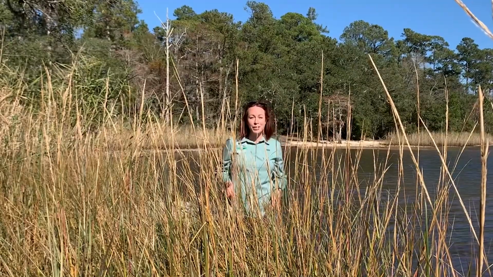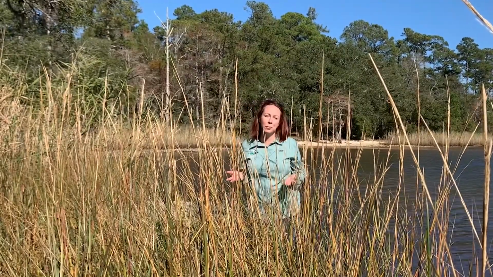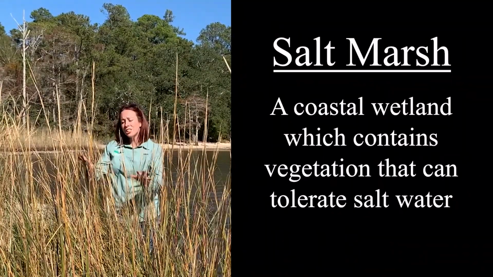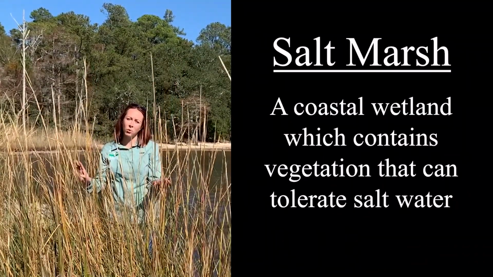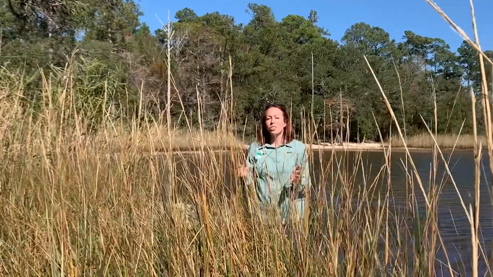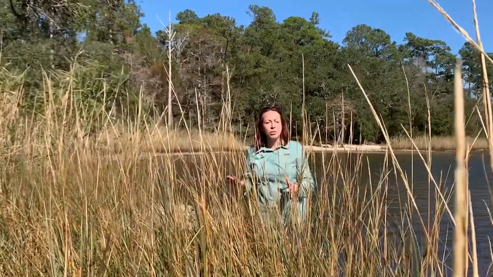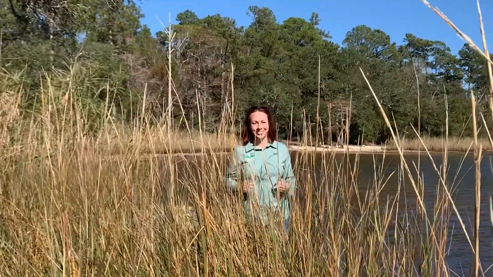The Choctawhatchee Bay shoreline is made up mostly of salt marsh habitat. A salt marsh is a coastal wetland that has vegetation that tolerates salt water. A salt marsh naturally protects the shoreline from erosion by slowing down wave energy and trapping sediment.